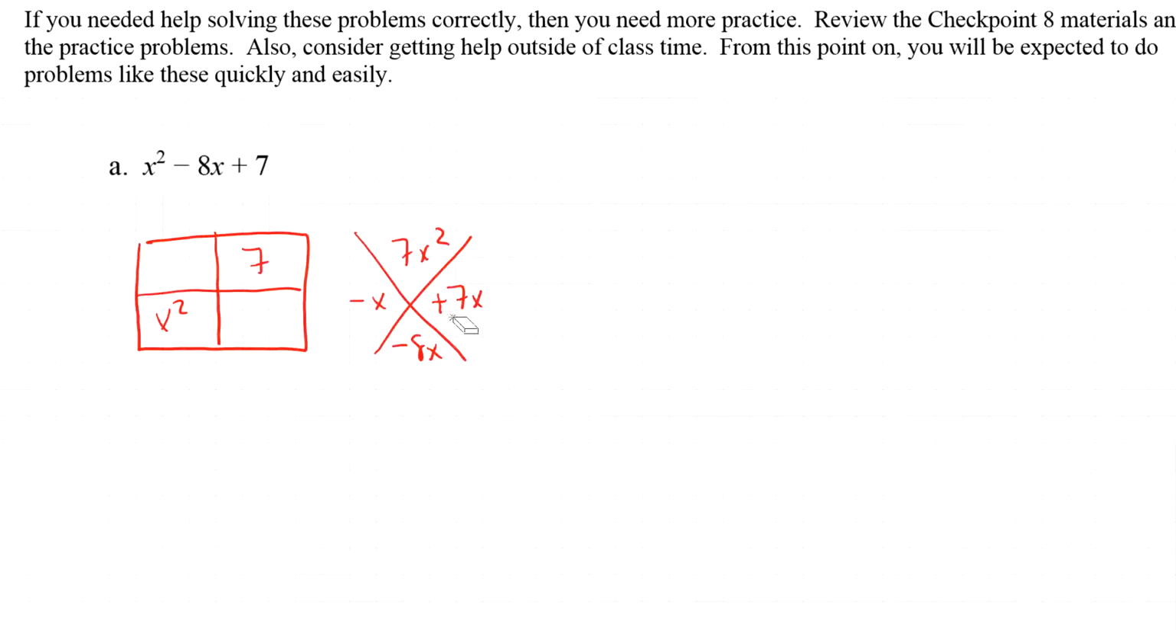Oh, actually, that's going to be both negative. I had it right to start with. So negative x times negative 7x is 7x squared, and then when you add them, it gets you negative 8x. So this is negative x, negative 7x.